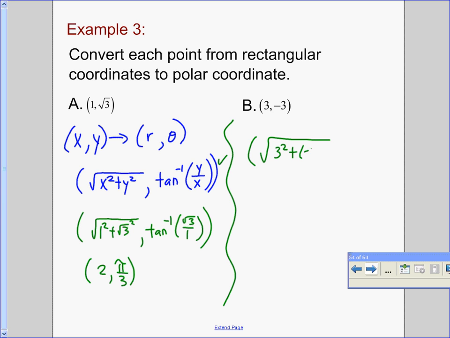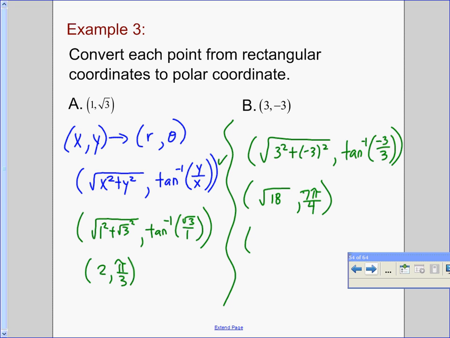Okay. And now for our second example, using the same formula here, I'm going to have the square root of 3 squared plus negative 3 squared, and then the arctan of negative 3 over 3, which is just negative 1, which is going to give me the square root of 18. And when you get this, you're going to get 7 pi over 4.